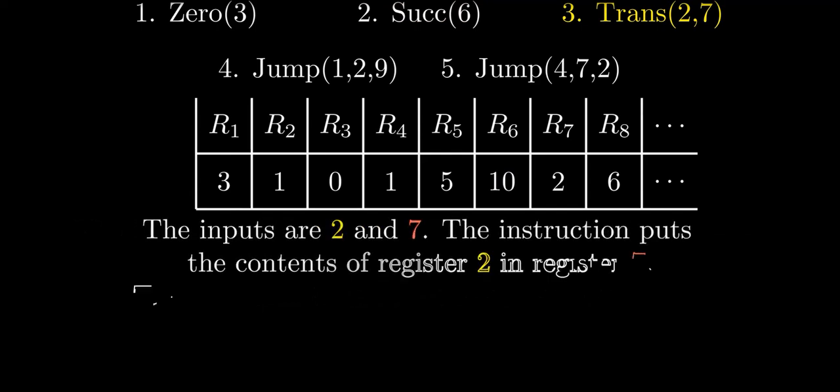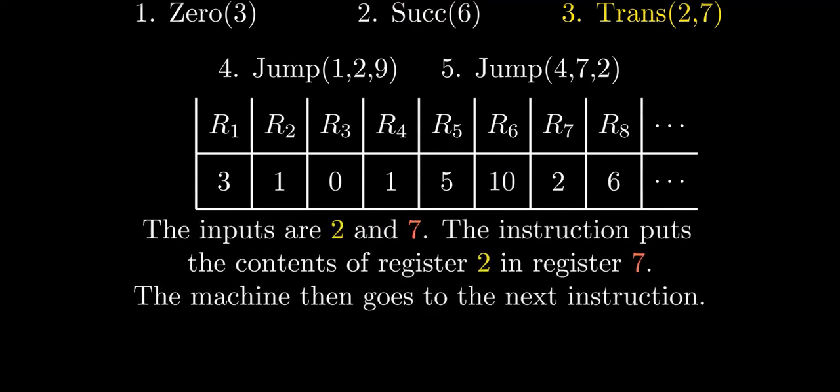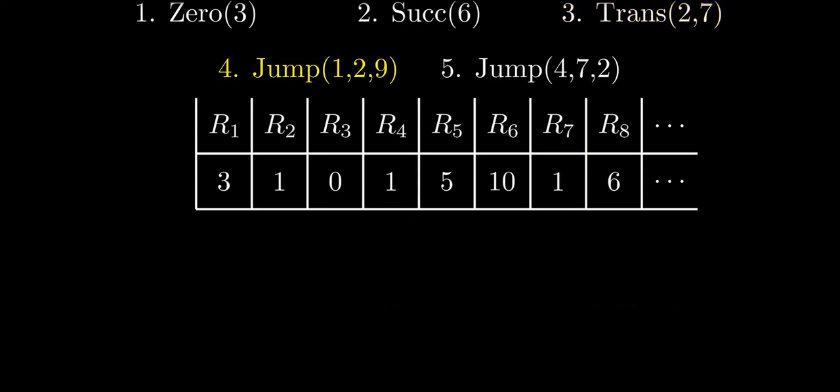The third type is the transfer instruction, which takes in 2 inputs, in this case 2 and 7. The machine then copy-pastes the contents of register 2 to the contents of register 7 and goes to the next instruction. The final type of instruction is the jump instruction.